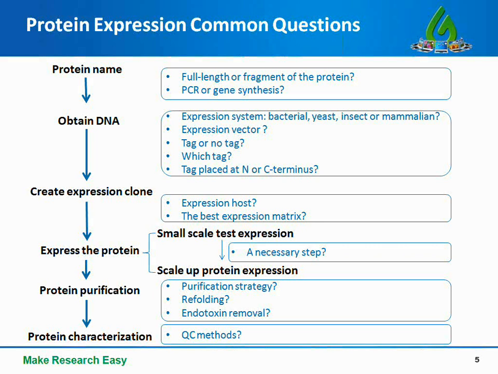One important decision in your protein production project is to decide which expression system to choose. You also need to choose the expression vector and decide whether to use a tag. If you do use a tag, then you need to decide which tag to use and place it on which terminus, N or C terminus. The next decision would be the expression host and the expression medium for the optimal protein expression. We recommend doing a small-scale test expression before the scale-up. It will save your time and valuable resources in the long run.